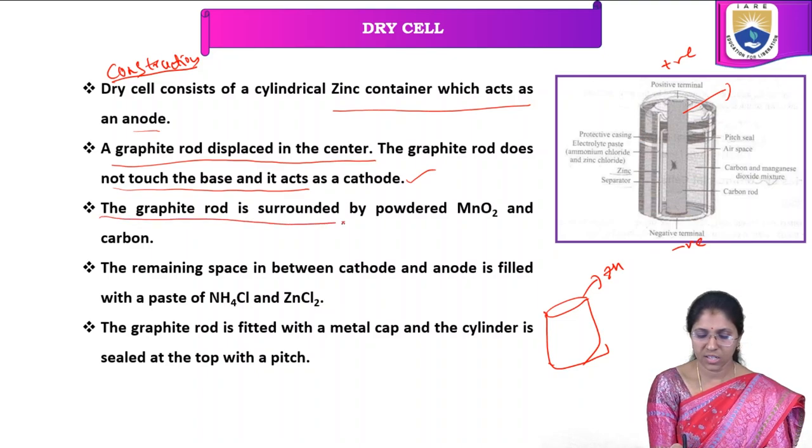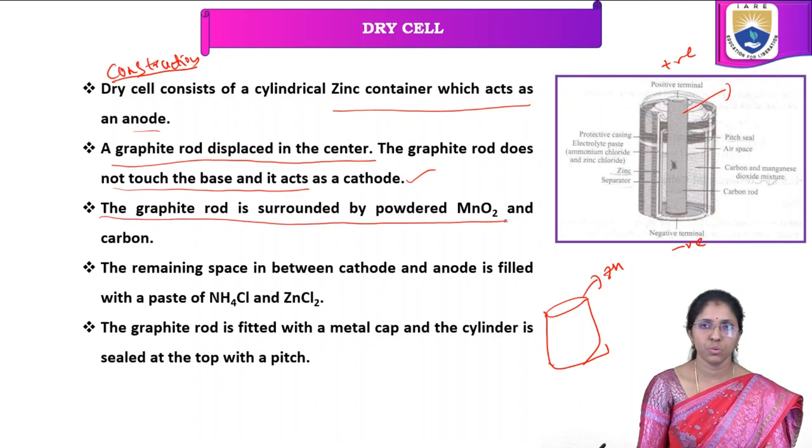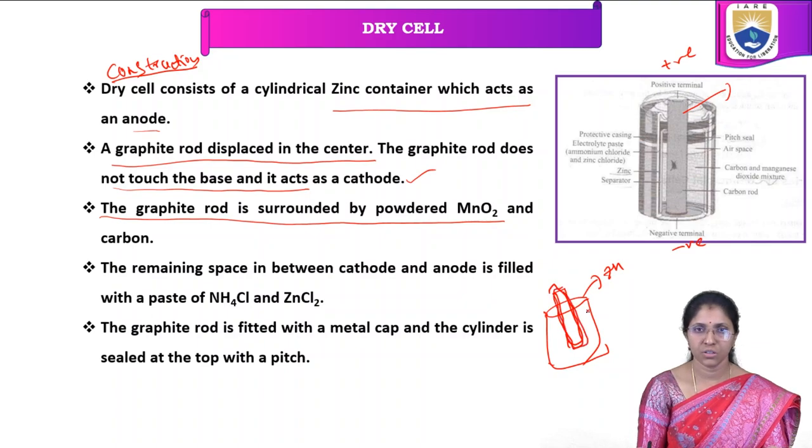The graphite rod is surrounded by powdered MnO2 and carbon. The graphite rod is placed in the cylindrical zinc container without touching the base, and this graphite rod is surrounded by powdered MnO2 and carbon.